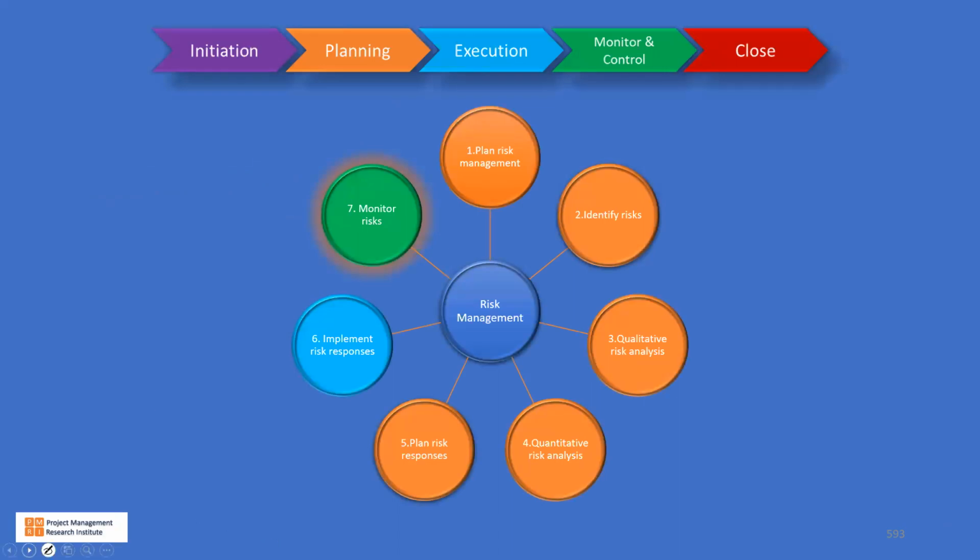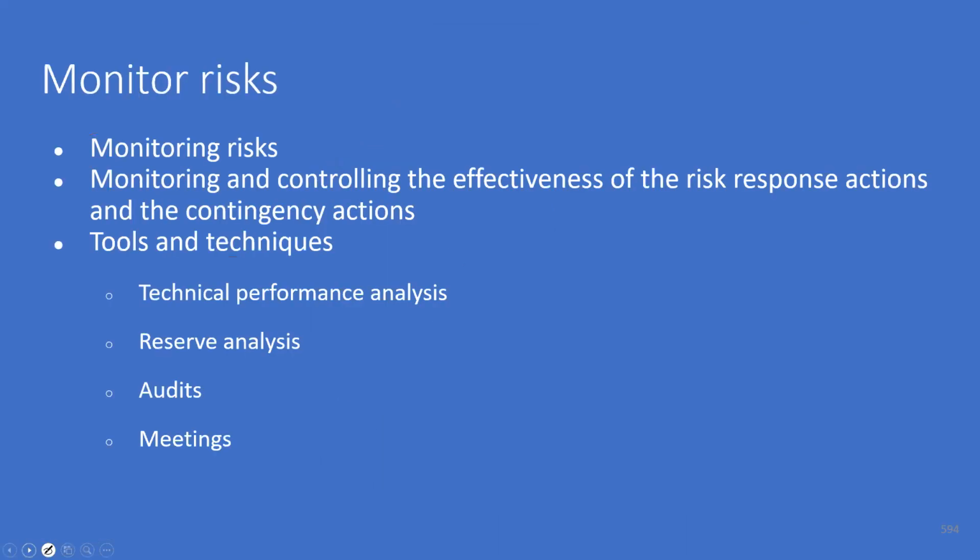Then monitor risk. This is important because for effective risk management, we need monitoring and controlling the effectiveness of the risk response actions and the contingency actions. Tools and techniques: technical performance analysis, reserve analysis, because we have to see the management reserves available. Not only the management, the contingency reserve also. Then audits must be performed to monitor and control risk, and meetings also will help us to do it.